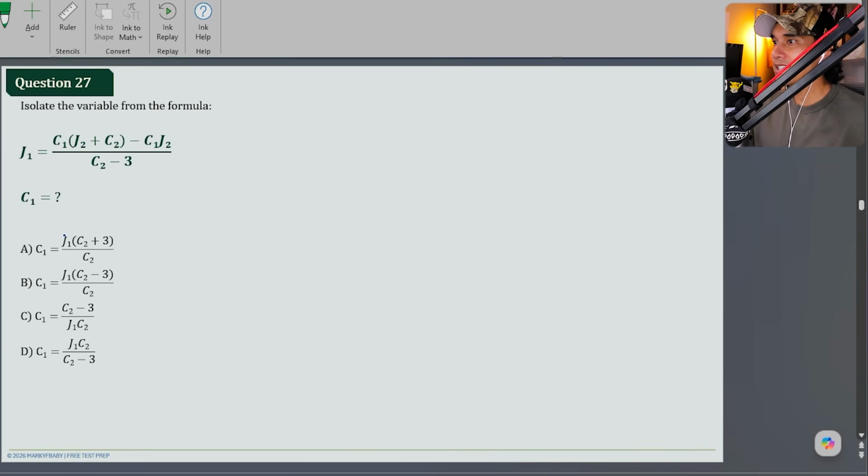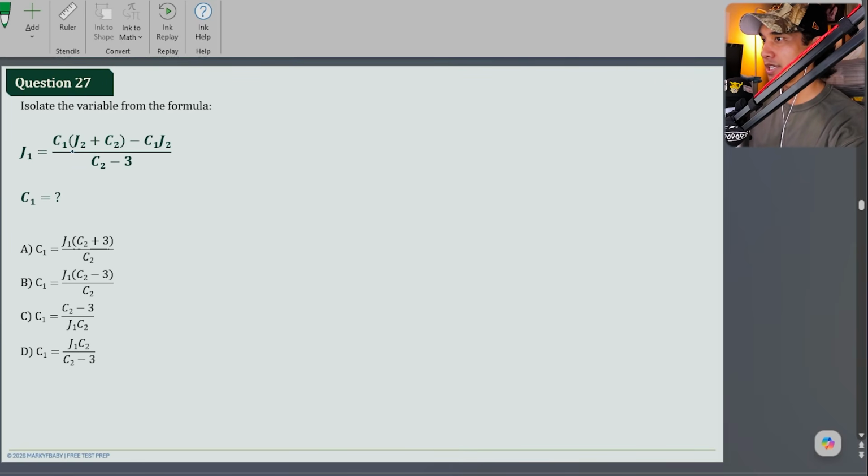27. Isolate the variable from the formula. Okay? I've been recording for so long now that my words aren't wording. Okay. I said I was going to take a break, but I don't want to take a break. I want to do this in one shot.